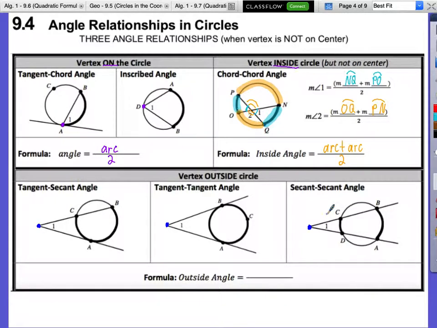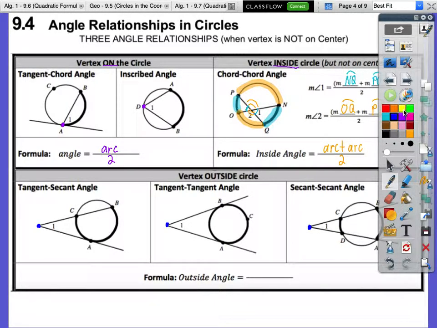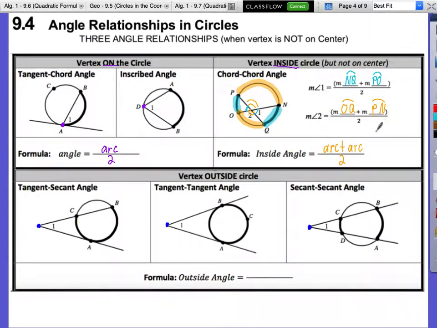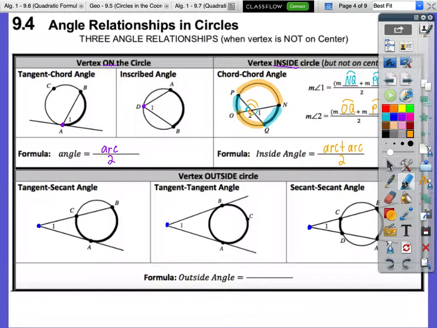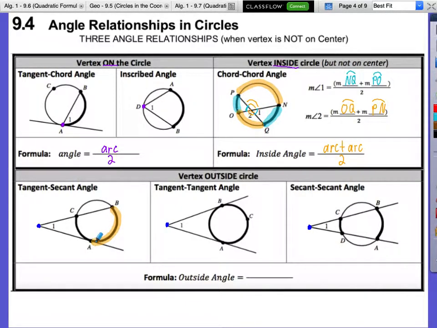Now, in each of these, we have two intercepted arcs, don't we? We have this arc that's intercepted, and we also have this arc that's intercepted. Now, we'll say that one of those arcs is big, and one of those arcs is little. So here, which of these two arcs would be big, the CA or the BA? BA would be the big arc, okay? So BA would be our big arc here. What would be our big arc in this one, BA or BCA? BCA. Okay, and they're both intercepted by these two tangents in this scenario.